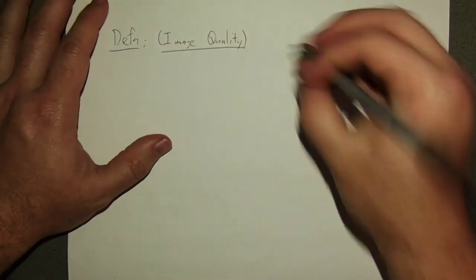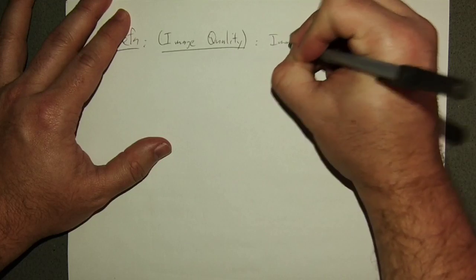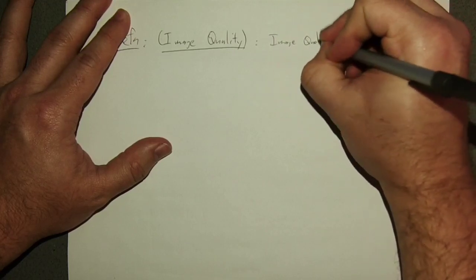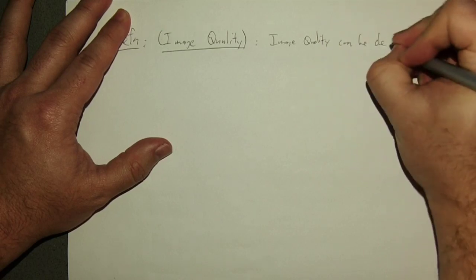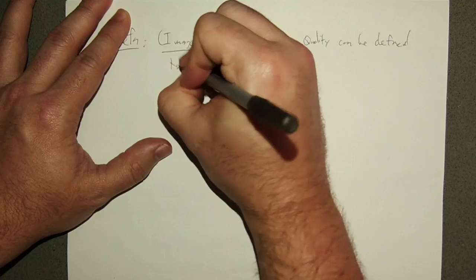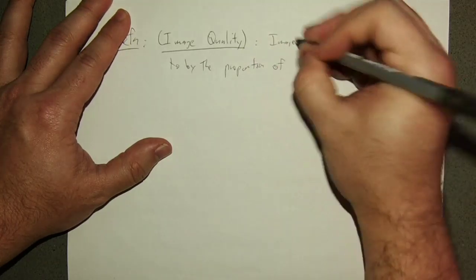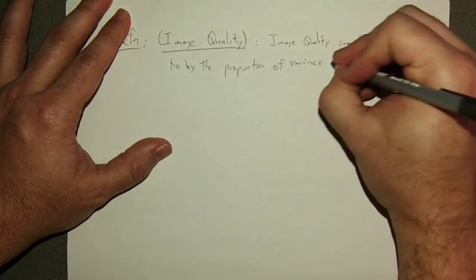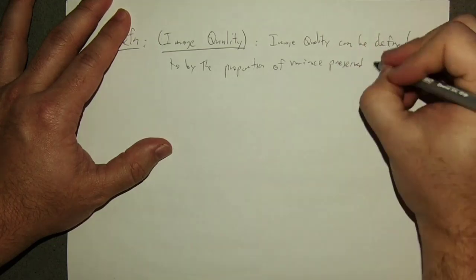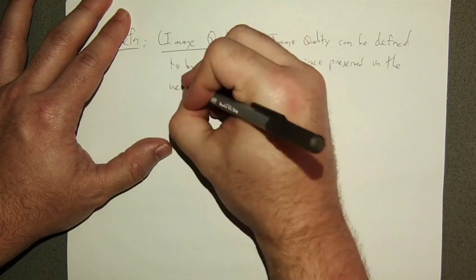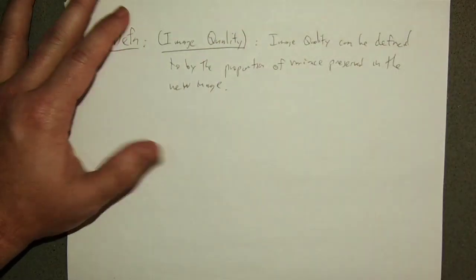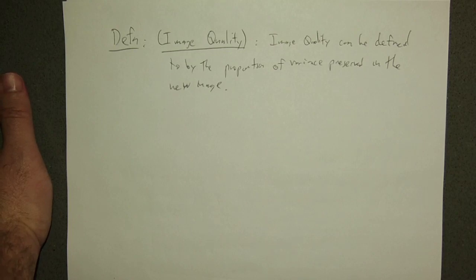Okay, so image quality can be defined to be the proportion of variance preserved in the new image. All right. So this is the sum of the squares of the retained singular values divided by the sum of the squares of all the singular values.